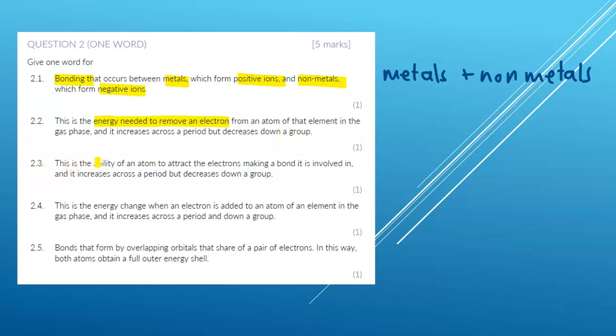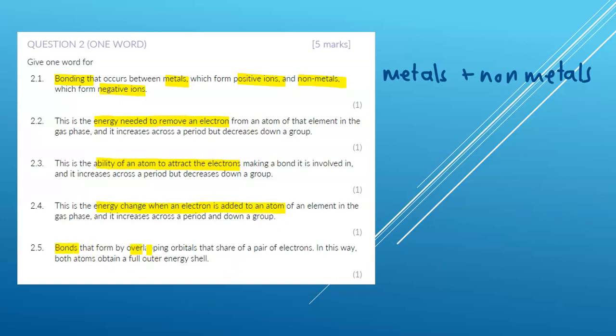2.3 is the ability of an atom to attract electrons in a bond it is involved in, and it increases across a period and decreases down a group. It's again more periodic table things, but I'll cover it here. The other one is, this is the energy change when an electron is added to an atom.